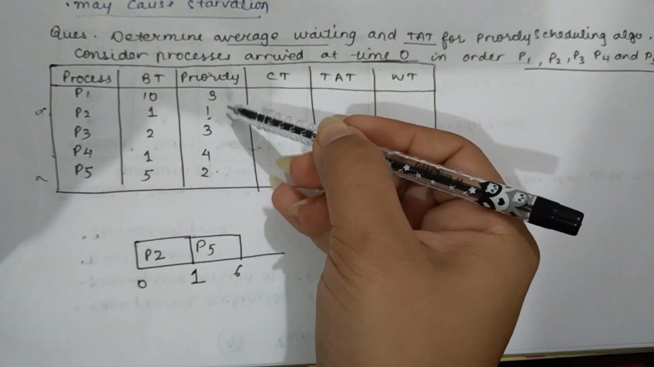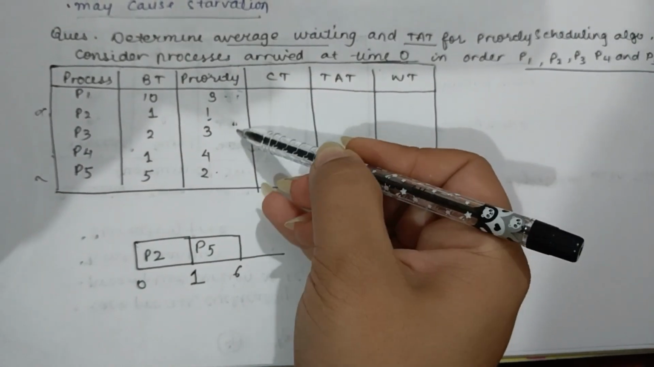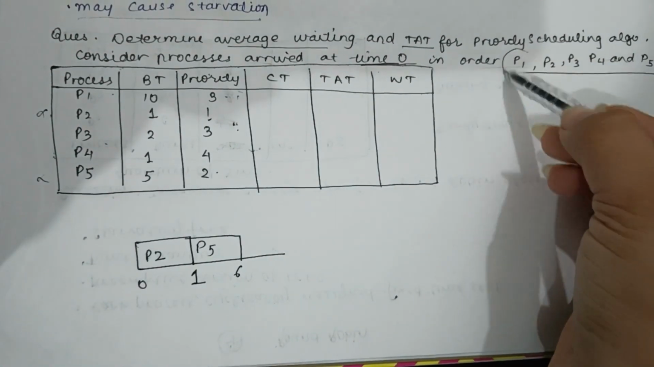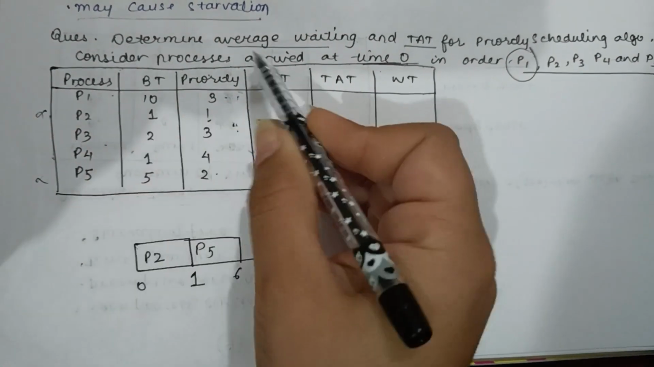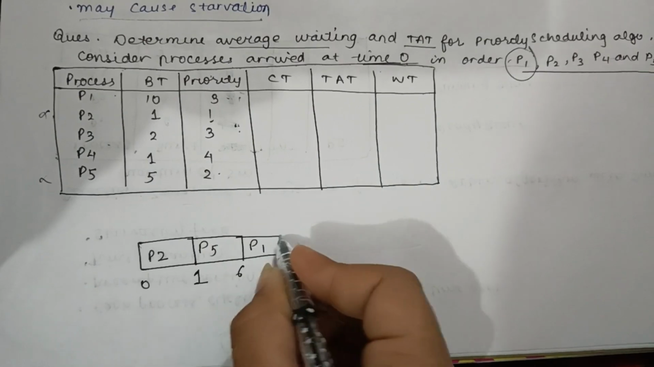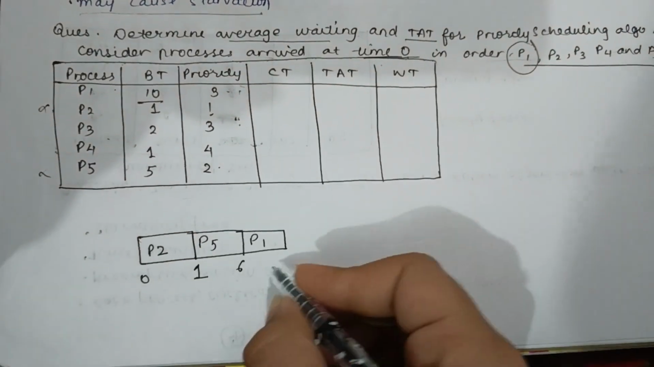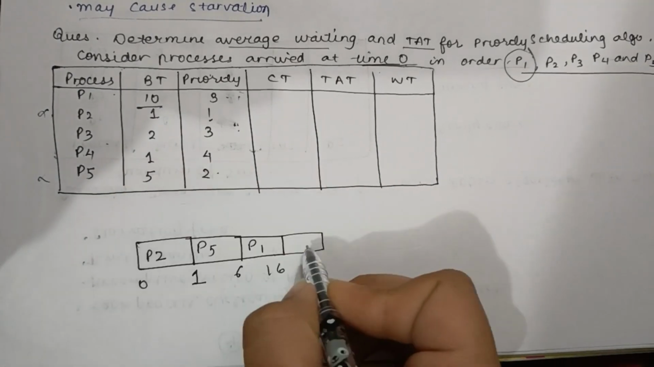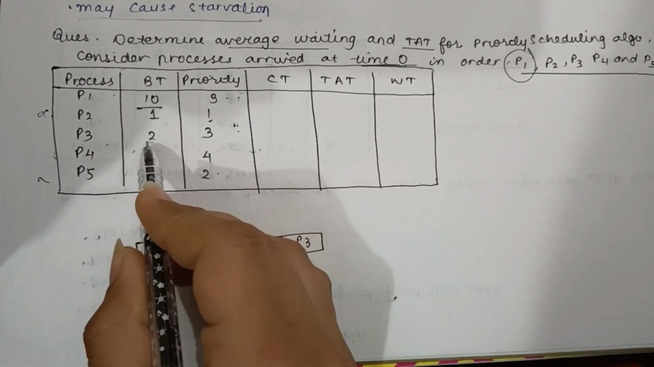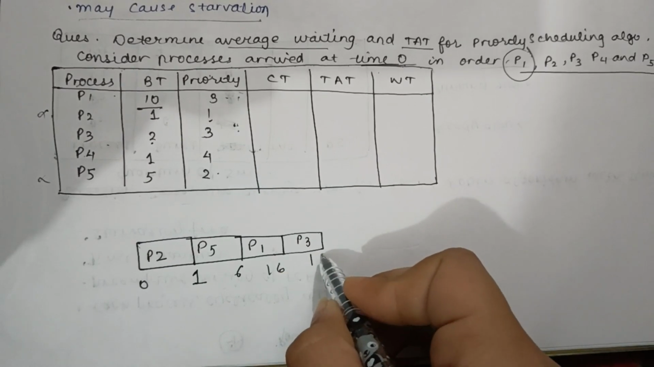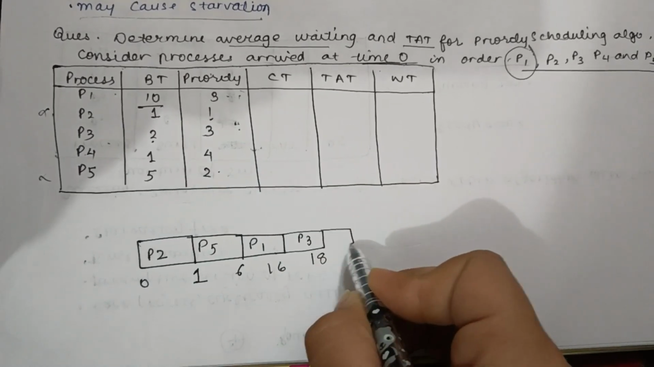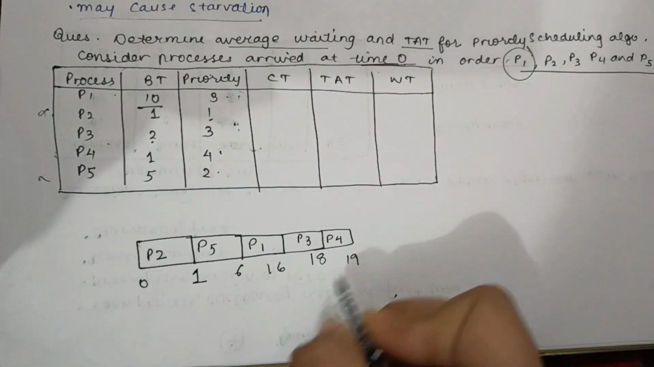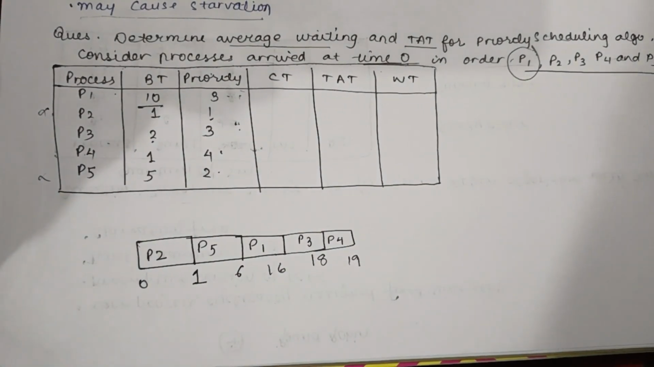Then we have 3, but now priority 3 is given to 2 processes, P1 and P3, but we have already noted that P1 was first in the queue, so P1 would be given the execution. Here I am executing P1. It would be executed for 10 units of time. I'm getting 16, and then we would move on to P3 that is executed for 2 units of time. So we would get 18, and the last priority is left for P4 that would be executed for 1 unit of time, and hence it gets completed.